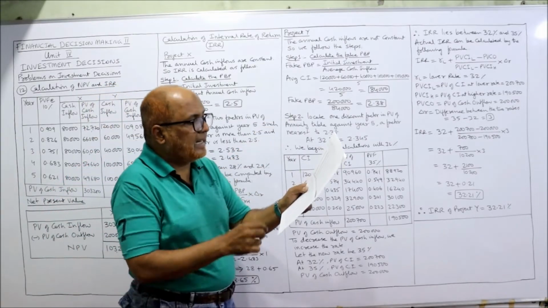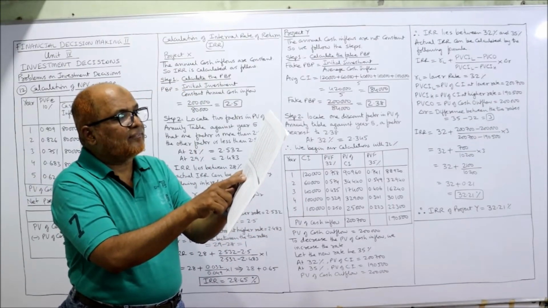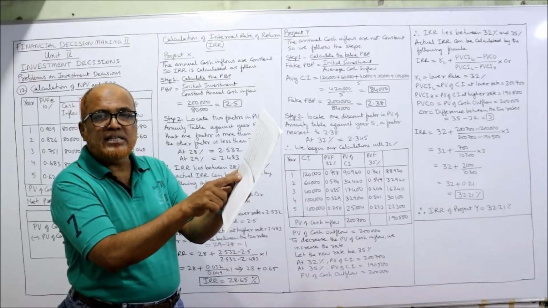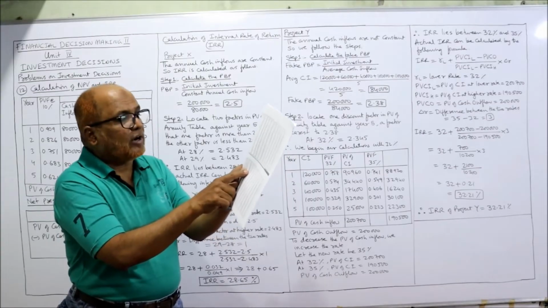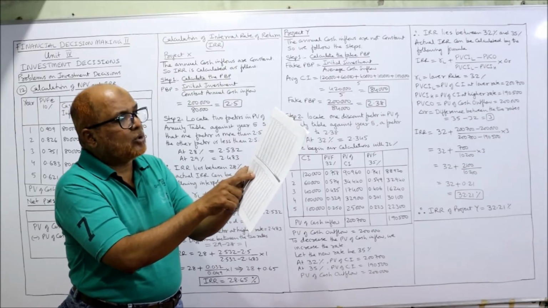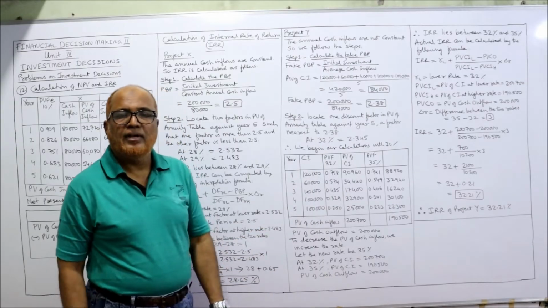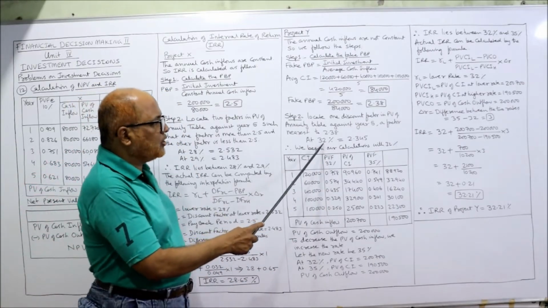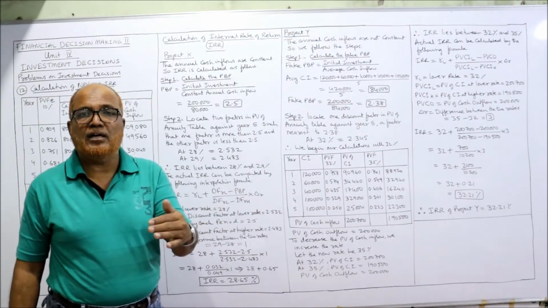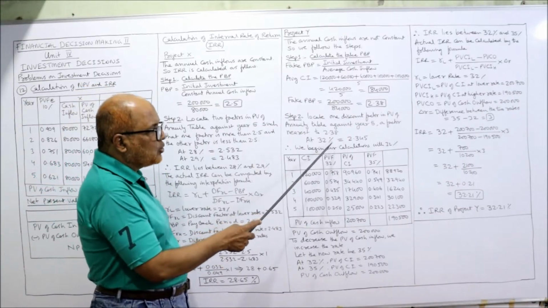Actually, we want 2.38. So here 2.345 at 32%. I think that 2.345 is nearest to 2.38. So at what percentage is it given? At 32% it is given, 2.345. Therefore, we begin our calculations at 32%. But this is not final. We are just trying to find out the IRR. So we have taken a beginning calculation point at 32%.